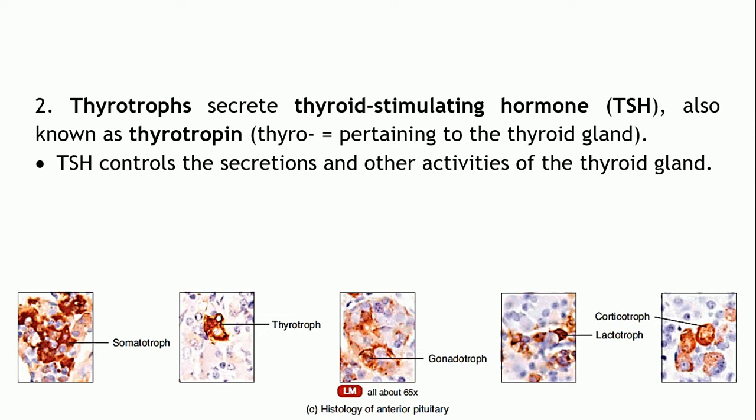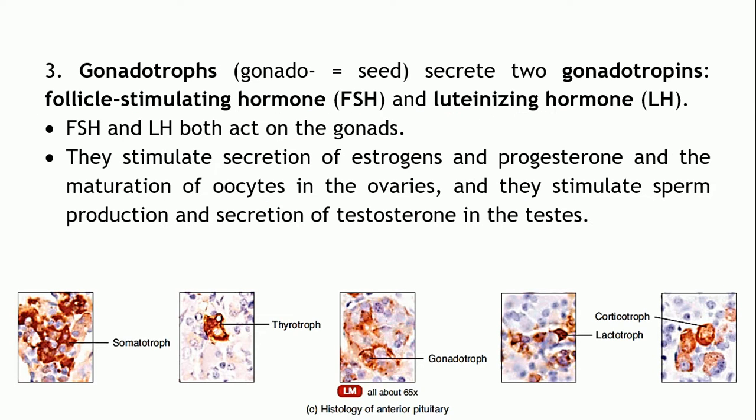The second type of cells is thyrotrophs, which produce the hormone thyroid-stimulating hormone or TSH. This is also known as thyrotropin. Okay, thyro means pertaining to the thyroid gland. So what will it control? The TSH will control the secretions and other activities of the thyroid gland, which is another endocrine gland.